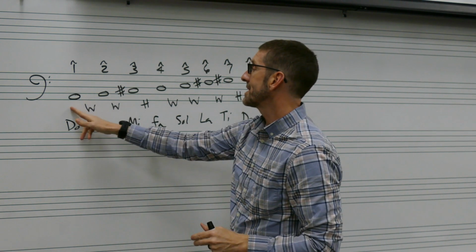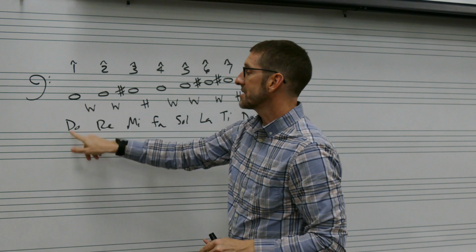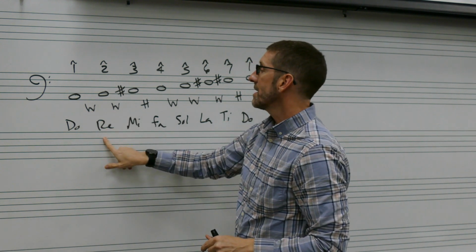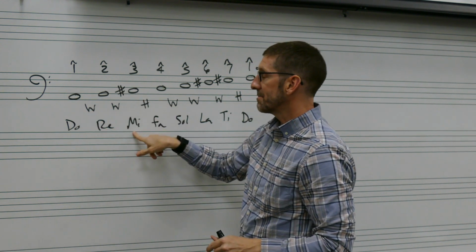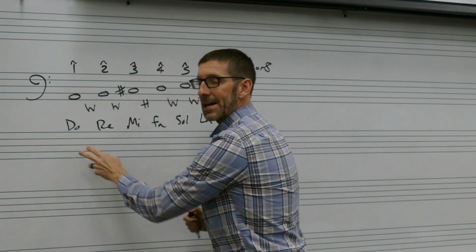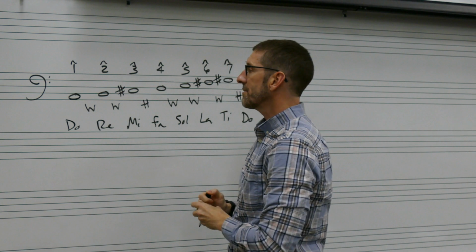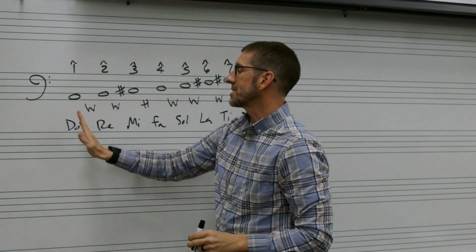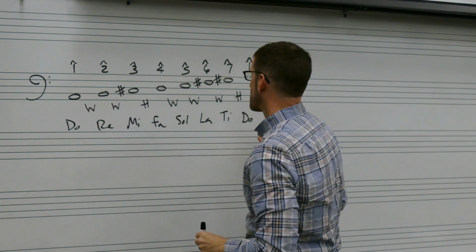And so if I'm in an A scale, A is now do, B is re, C sharp is mi, and so on. So in other words, the scale degree number matches the solfege. Whatever scale degree 1 is, that's do, and everything else follows from there.